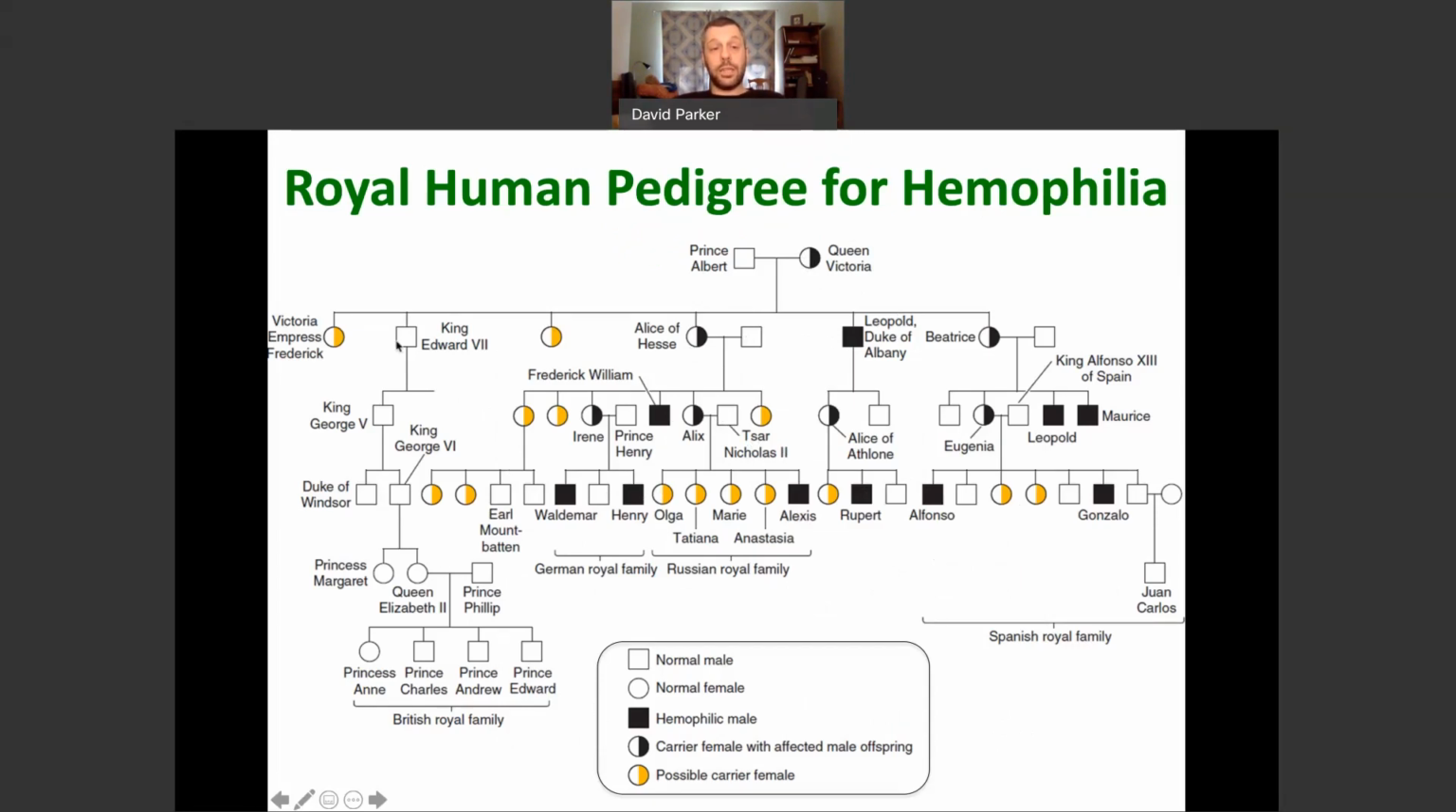None of which, interestingly enough, are seen in the current British royal family. So here's Princess Anne, Prince Charles, Prince Andrew, and Prince Edward. But there are a lot in the other branches of this family, which went on to be part of the German royal family, the Russian royal family, and the Spanish royal family.